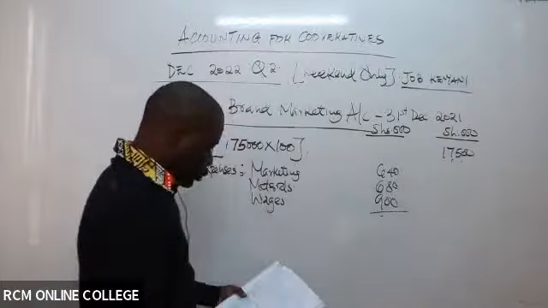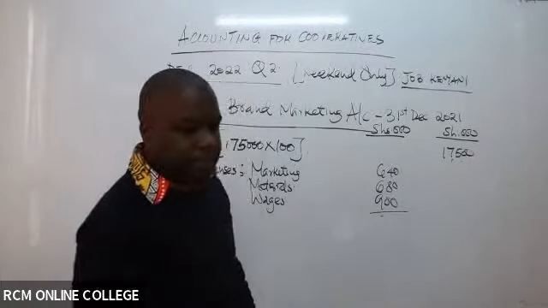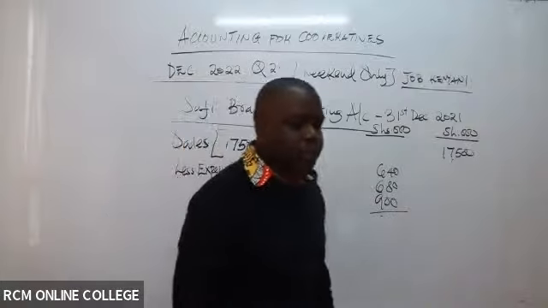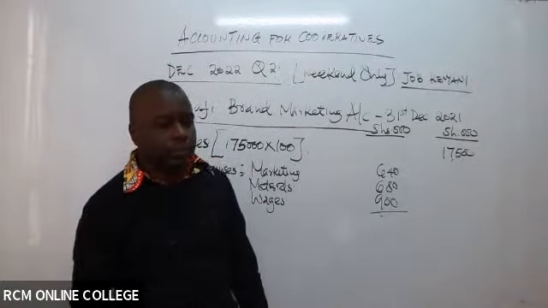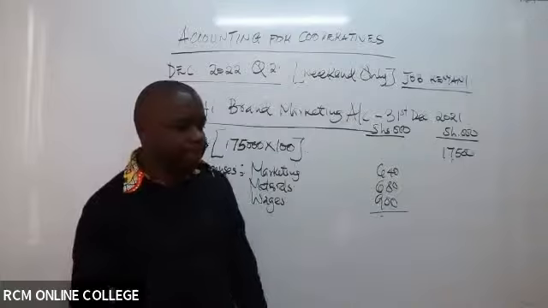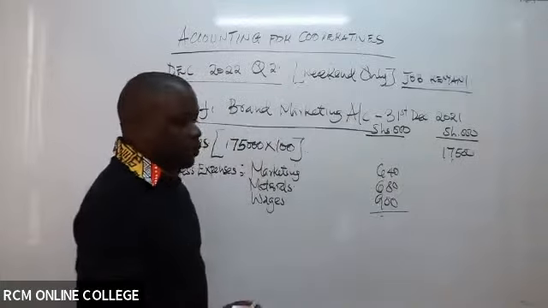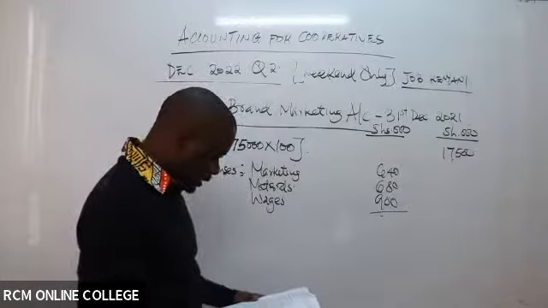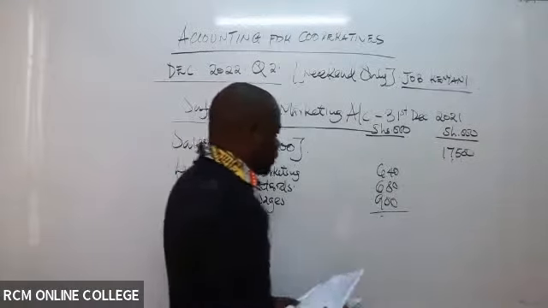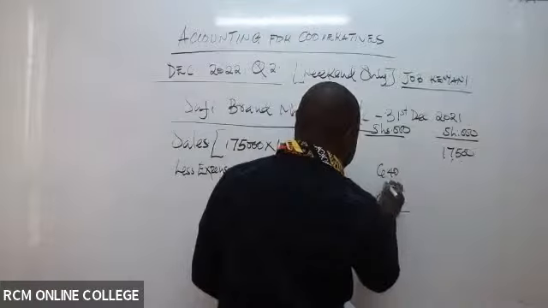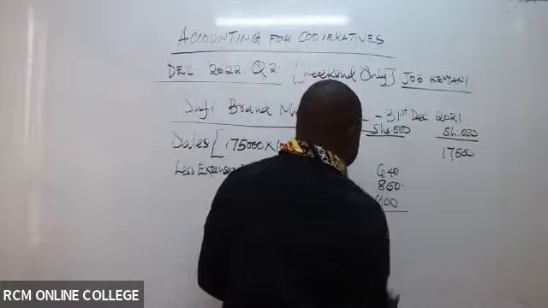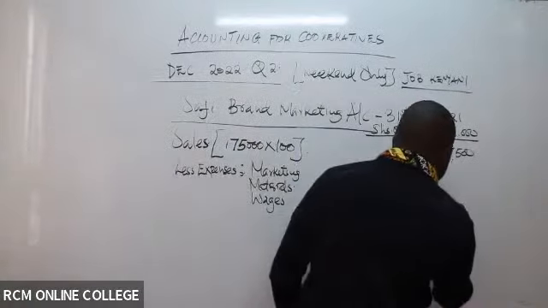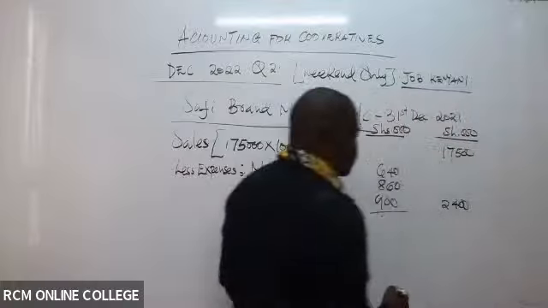So what is the total of the expenses? For materials, it is 860. Yeah, so for materials, thank you very much, it is 860. So the total you are getting, 2,400. Yes, 2,400.